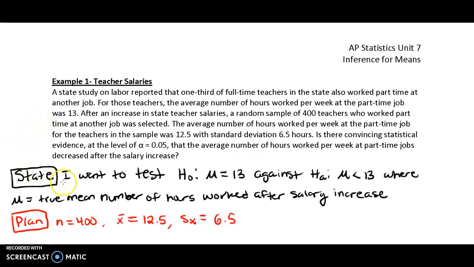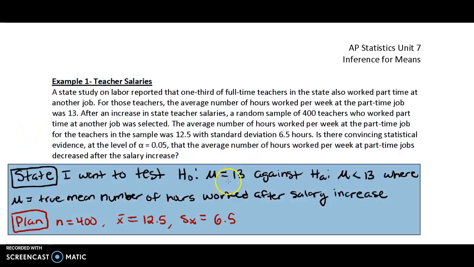In our state, we want to test the null hypothesis that mu is equal to 13 hours. And we're going to test this against the alternative hypothesis that our number of hours decreased after the salary increase. And I know the decrease, increase back to back can get a little confusing. But remember, I'm trying to figure out that the number of hours worked decreased, not the salary. Well, what do these symbols mean? Well, here, mu is going to equal the true mean number of hours worked after the salary increase.